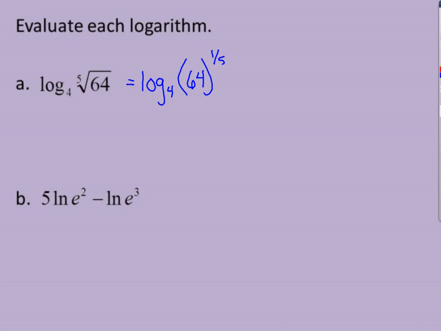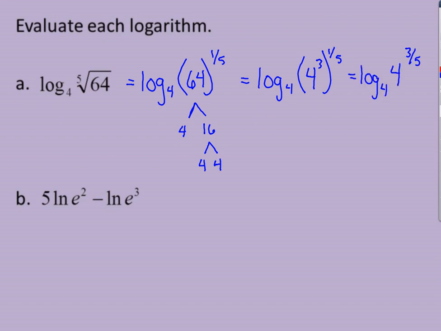Now, since we have log base 4, we do want to see if we can get the 64 to be a 4. And if we break 64 down, 64 is just equal to 4 times 4 times 4, or 4 to the third power. Now when we're dealing with exponents, when you have a power raised to a power, you multiply. So 3 times 1/5 will give us 3/5. Now if you remember back to section 3.4, if you have a log base 4 of 4, those will just cancel and you're just left with your exponent. So this will just equal 3/5.